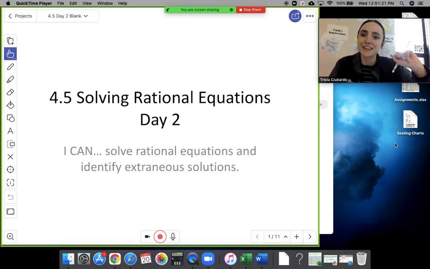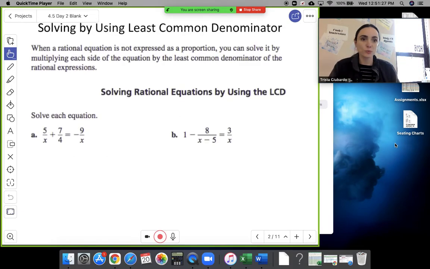Hi, today we are looking at 4.5, day 2. So we are going to continue working with our solving rational equations. The difference with today is the previous section we looked at ones where you had just a single fraction equals a single fraction or a single term, and we could use cross multiplying to solve. Today we're going to look at ones where this cross multiplying won't work, and we're going to look at how we can solve it using the least common denominator, that least common multiple instead.